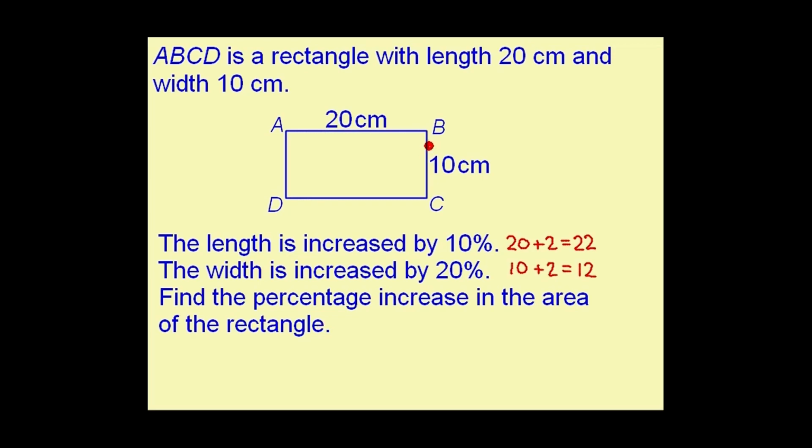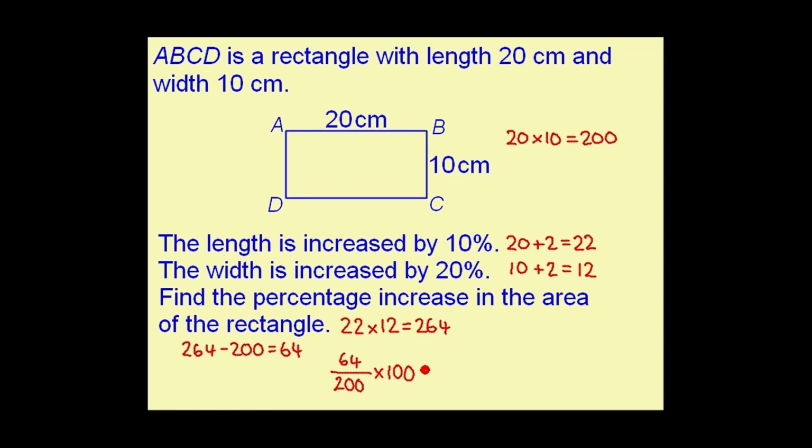So I need to find the original area first of all. The original area is 20 times 10, which is 200. The new area is 22 times 12, and that's 264. So the increase is 264, take away 200, which is 64. I need to work this out as a percentage of the original area. So I've got 64 over the original area, which is 200, and I want to times that by 100. And that comes out to be 32%.